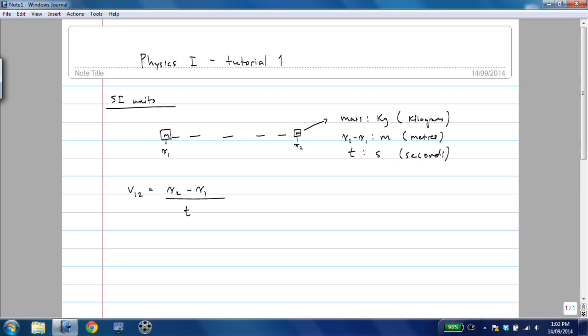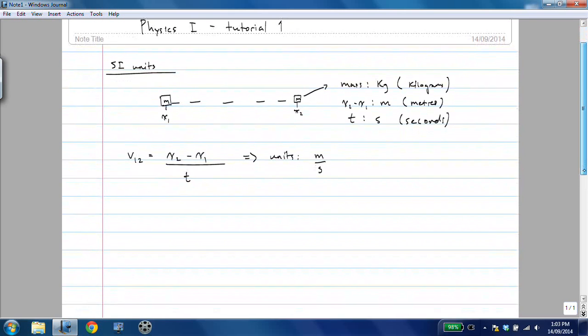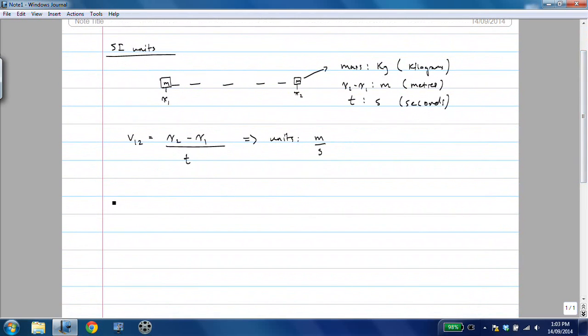Okay. So now that we've defined all of our values, if we were to work this out, we get some value here for the distance and some value for the time, but our units will be in meters per second. Because we have time in the bottom, position on the top, we have to get meters per second for our velocity. Okay, so now that we know the base units for our systems, I'll talk a little bit about sig figs.